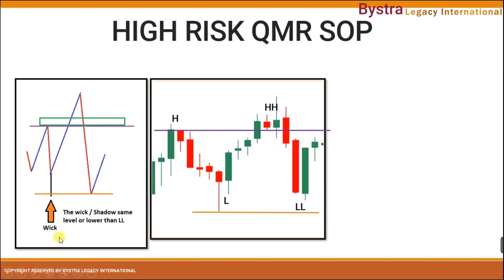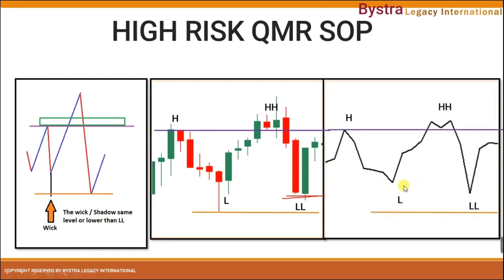As we can look at the chart here, look at this. This shadow is even longer than the lower low here. However, when we look at the line chart, it looks fine, right? It looks fine. This low here is still higher than the lower low, alright? But in the candlestick, we can see that the shadow is even longer than this lower low. So this is also the QMR we do not want to take. It is very high risk.